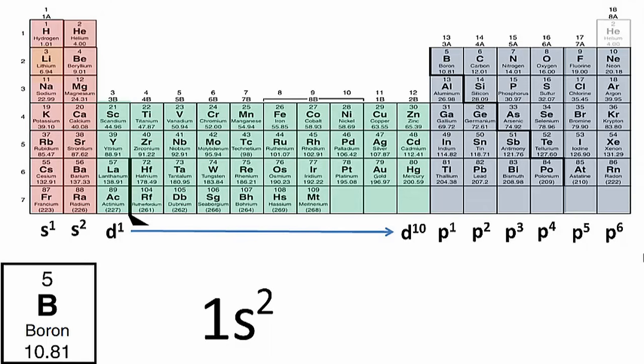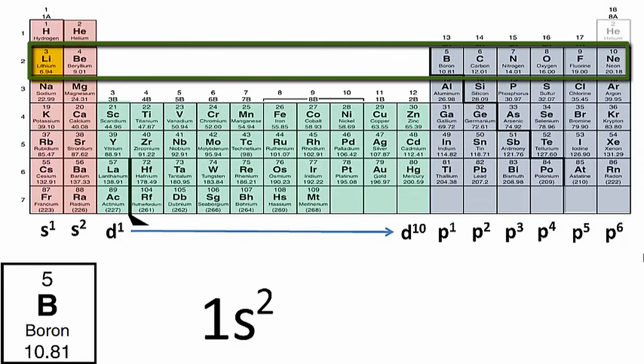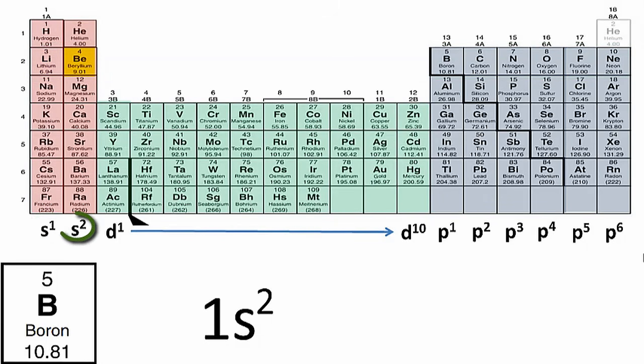We'll go to period 2, and we see that lithium, atomic number 3, ends in s1. Next, beryllium ends in s2, and those are all of the s's in that second period, or energy level. So we're going to put 2s, and since there are 2 electrons there, 2s2.